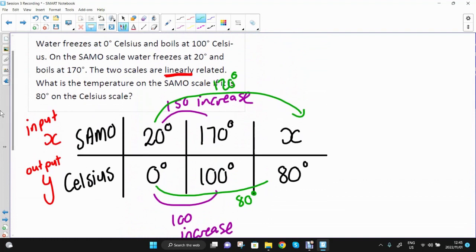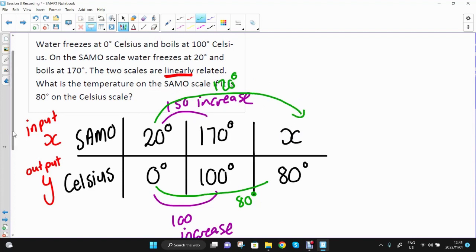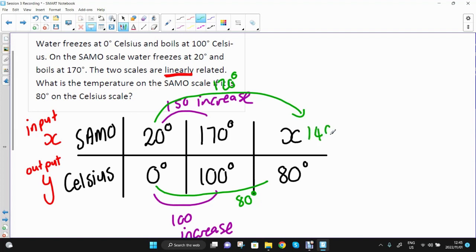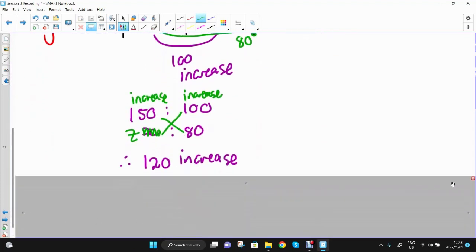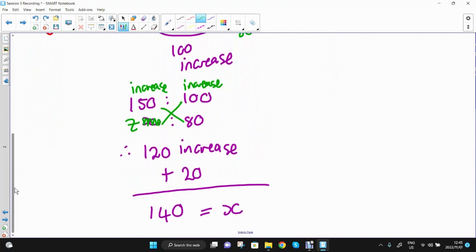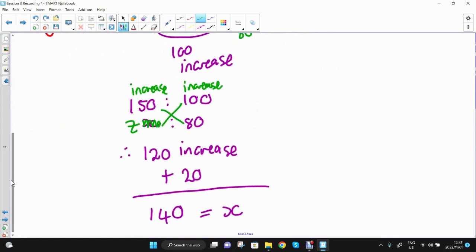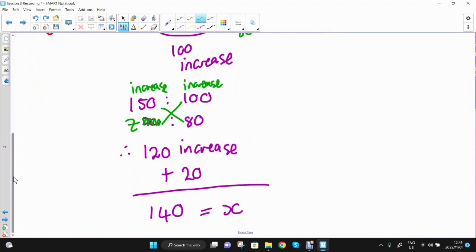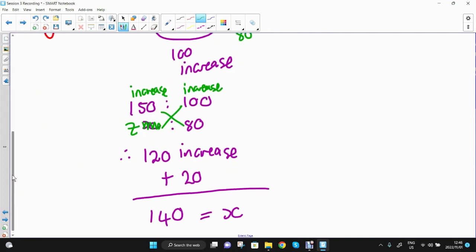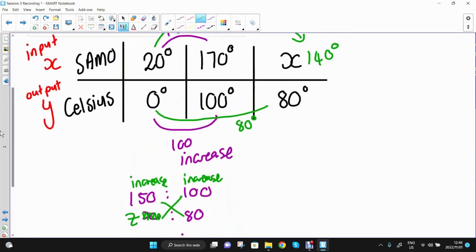So the answer is what will this x be? What is the temperature on the SAMO scale if the increase from 20 to this is 120? Well, then you just add 20 to that, so your answer there is going to be 140 degrees. So that is the quickest way to do that. You can also use the straight line equation if you are in grade 9, if you learned your y equals mx plus c linear equation, or your patterns formulas, you can also use that, but this is definitely the quickest to get to this answer.